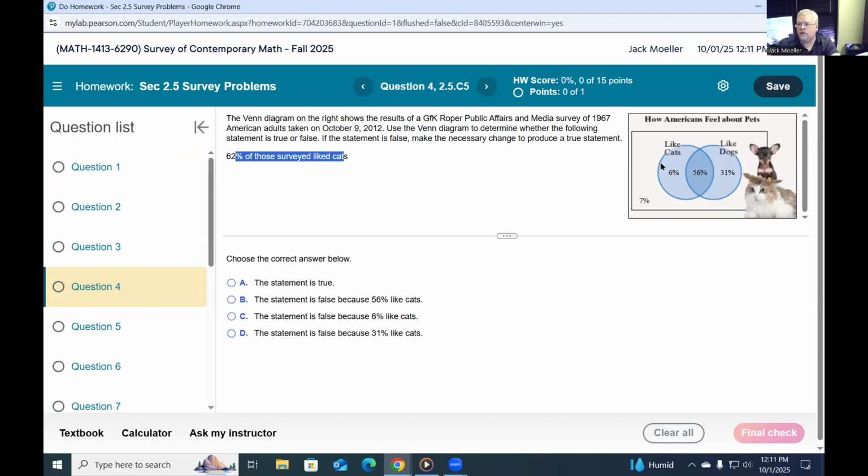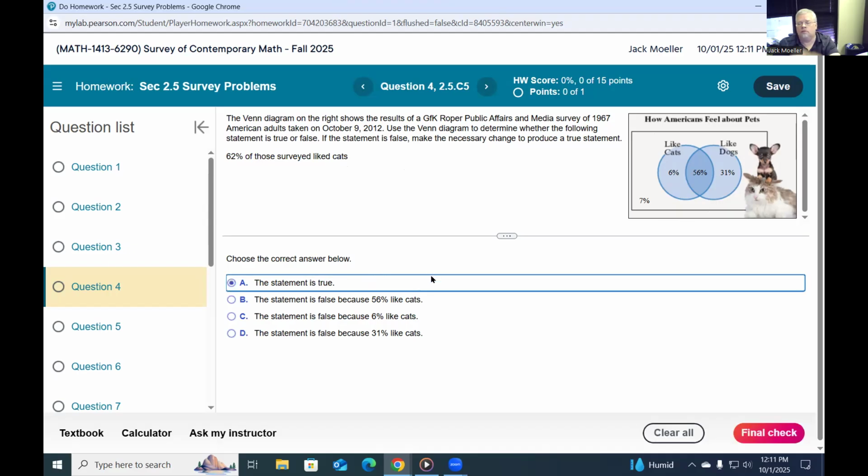Let's go over here. If you're saying false because you're saying 6% like cats, you have to be very careful, because that 6% only likes cats. Remember, when you're dealing with these Venn diagrams, the circle is the set. So there's 6 and 56. The 56 happen to like dogs as well, but we don't care about dogs because we're just talking about cats. So 56 plus 6 is 62. So that is true. It's not false, because they gave us the right number.